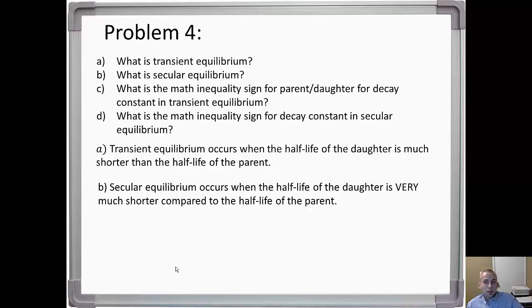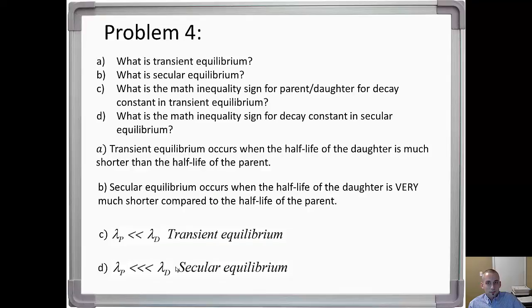If we wanted to write it in terms of decay constant, because this is actually a pretty common question, they'll do it in terms of decay constant or half-life, but it could go either way. How would it look with an inequality sign? For transient equilibrium, it would look like this. And then for secular equilibrium, it would look like this.